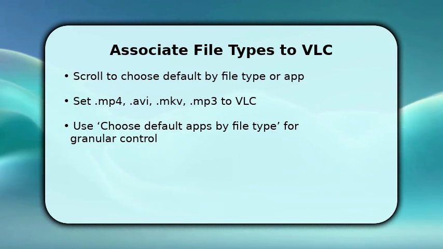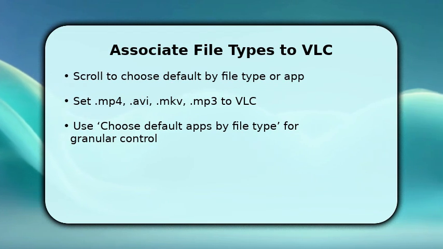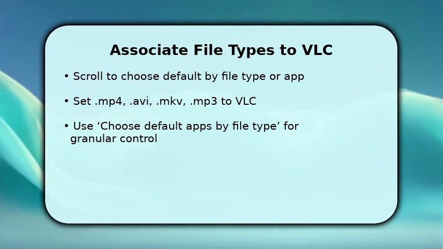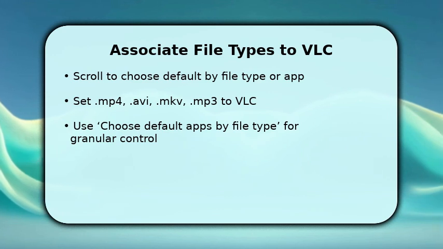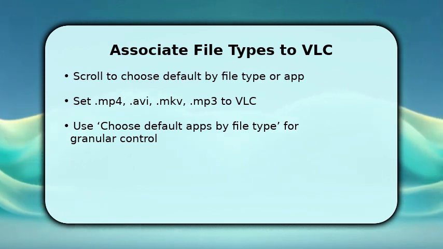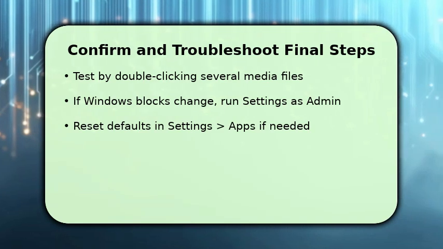Make sure to change both video and audio types and repeat for uncommon formats you use. If an extension doesn't show VLC, choose Default Apps by Protocol. Finally, verify your work by double-clicking a variety of media files. VLC should open immediately and remember playback settings.